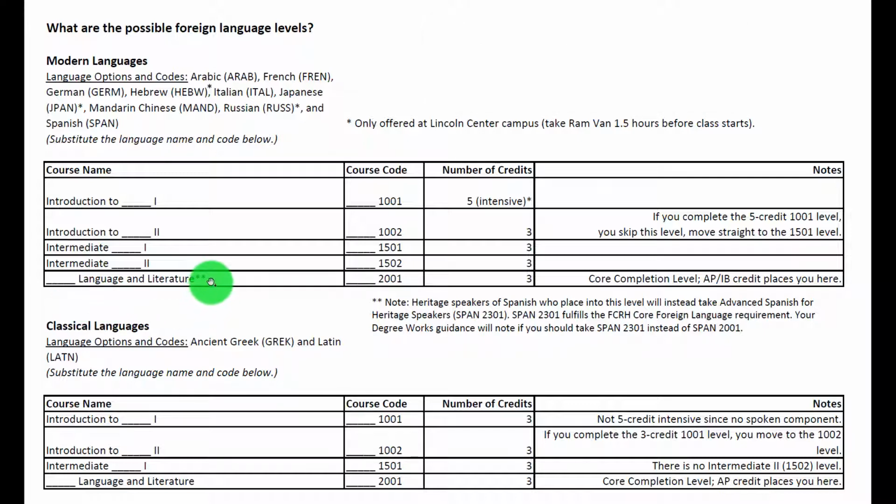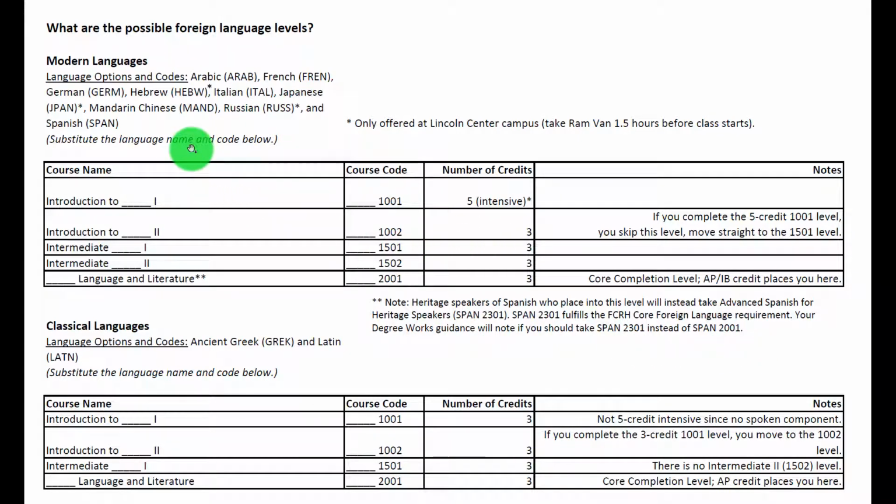As a very brief note, students who want to study Spanish at Fordham and who place appropriately on the Spanish placement test, such that they would normally go into 2001, but who are also heritage speakers of Spanish, who speak it at home with their family, will instead take Advanced Spanish for Spanish Speakers, which is numbered SPAN 2301, and this also fulfills the foreign language requirement. Your DegreeWorks will note if you should take this course instead of 2001.